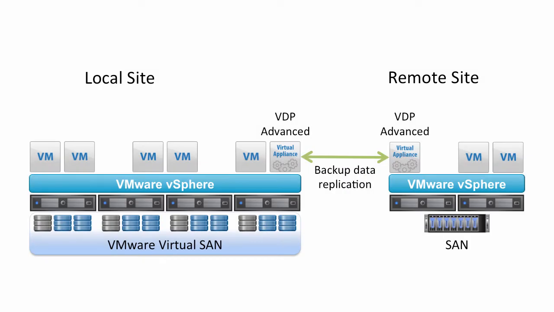This diagram shows the environment for the demo. We have four hosts running VMware Virtual SAN at the local site. A VDP Advanced virtual appliance is running in the local site. The remote site consists of two hosts with SAN storage. A VDP Advanced virtual appliance is running in the remote site. Backup jobs and replication jobs have already been configured and are running daily at both sites.